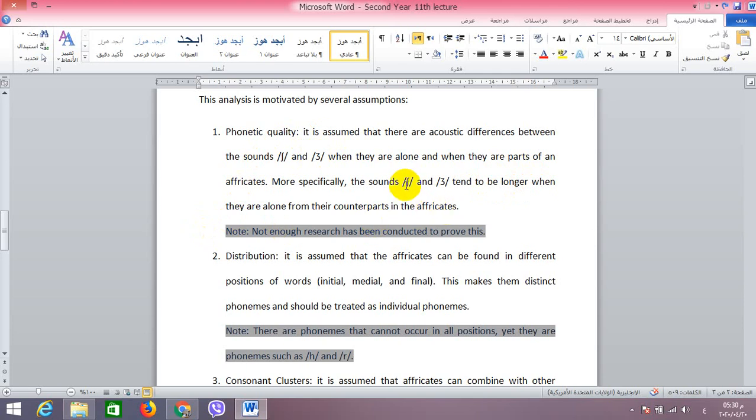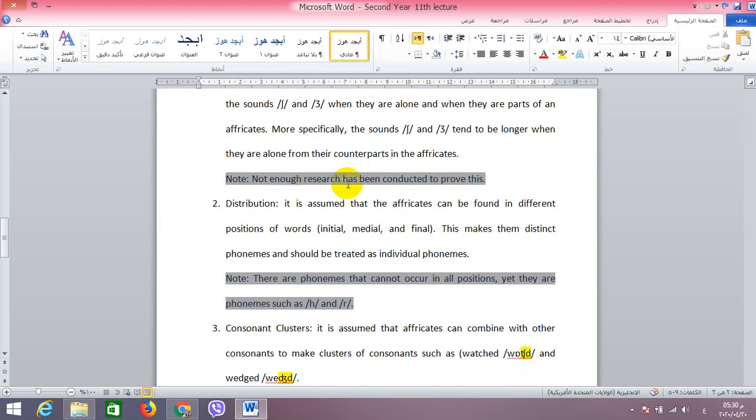So the sh we find alone is longer than the sh we find in ch, and the j alone is longer than the one we find in j. So there are differences. We cannot say we have t and we have sh after it. No, it's one phoneme, because the acoustic features of sh are different from the sh when it is alone, as in shirt, for example. We have only sh here. This sh is longer than the one we find in church, etc.